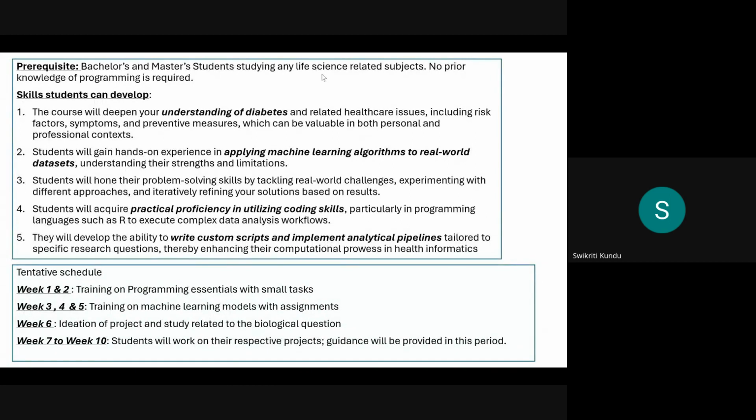Regarding this course, your tentative schedule is: in weeks 1 and 2, we will train you on programming essentials. You will be introduced to R programming and given small tasks to complete within a certain period. After that, in weeks 3, 4, and 5, we will train you in machine learning methods and develop the skills required in this project. In week 6, the concept of the project and study related to the biological question, and from week 7 to week 10, students will work on their respective projects, and guidelines will be provided.